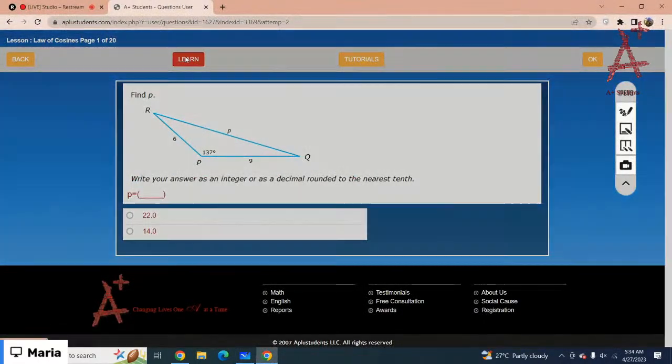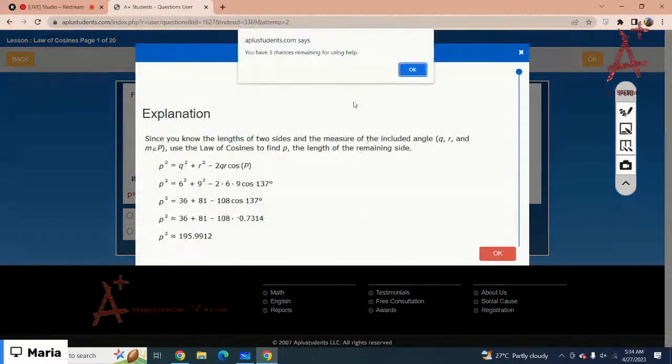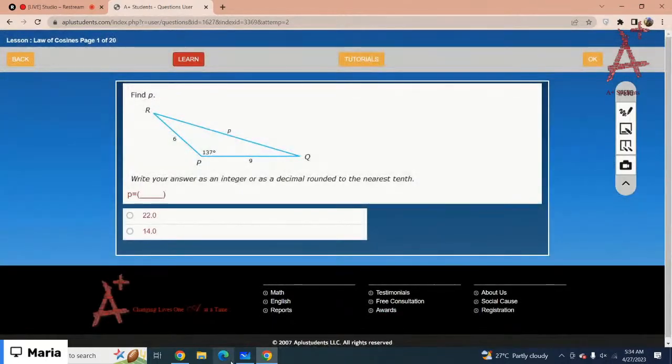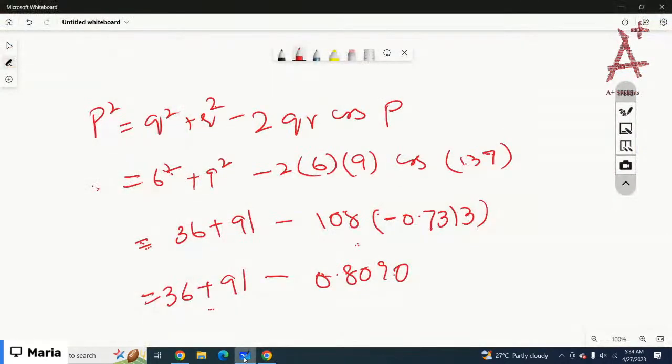But my cos 137 is different, and times 108. 36 plus 81 minus... oh, 9 times 9 is 81. Yes, that is the mistake. 9 times 9 is 81, not 91. Got it?